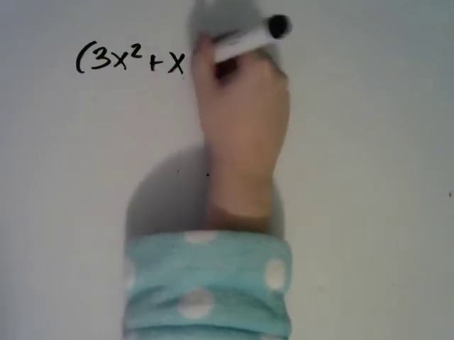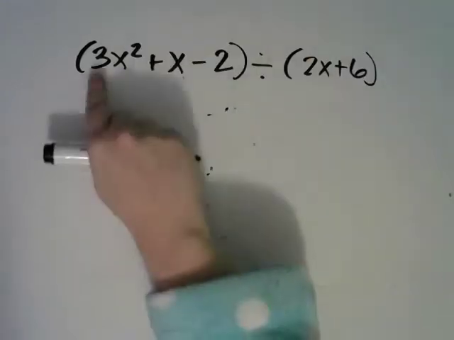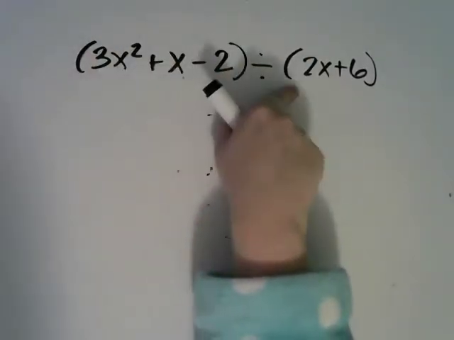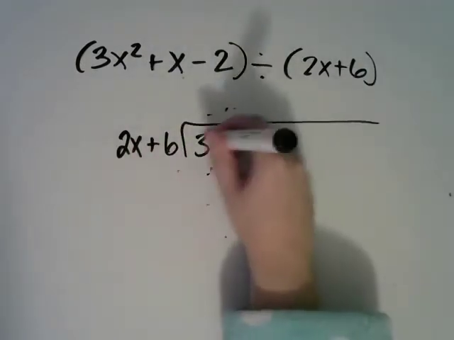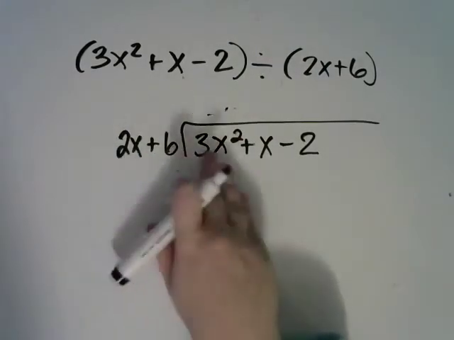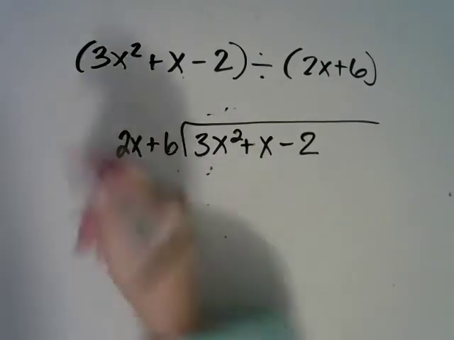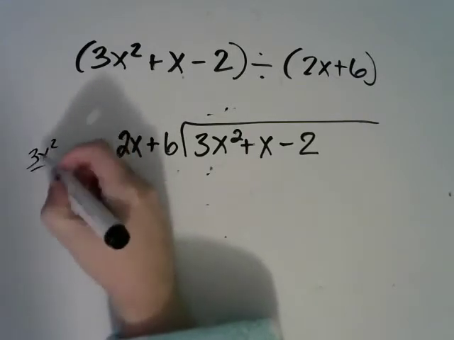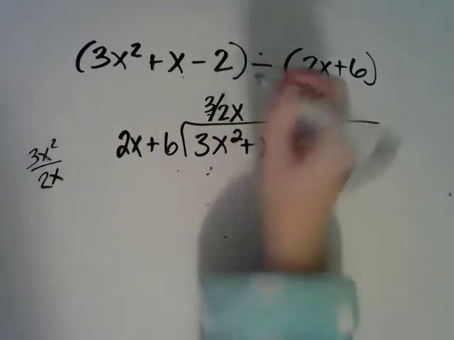The next division problem is 3x squared plus x minus 2 divided by 2x plus 6. So we're dealing with a front coefficient, which means we're going to have to deal with fractions in this problem, but I'm going to go through the same steps for division that I used in the last example. How many times does 2x go into 3x squared? That's the same as asking what's 3x squared divided by 2x. If you need to, on the side, simplify those monomials, you get 3 halves x.